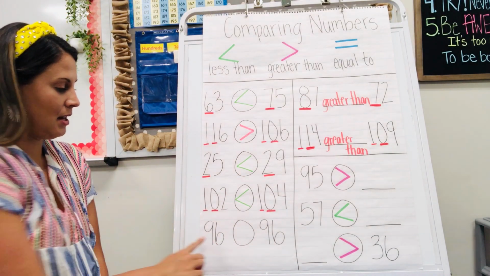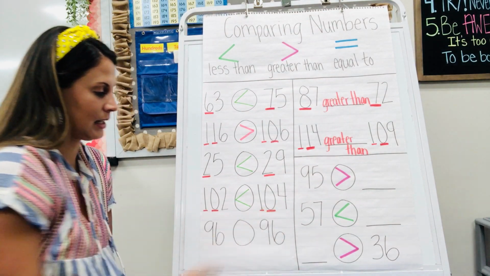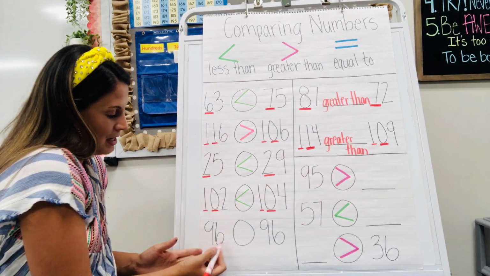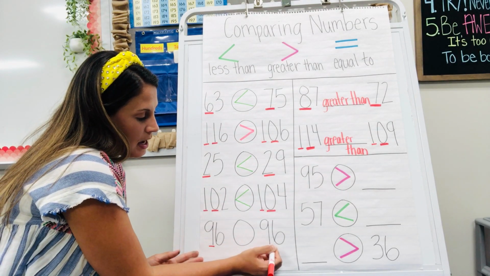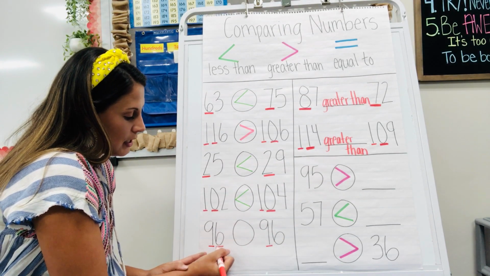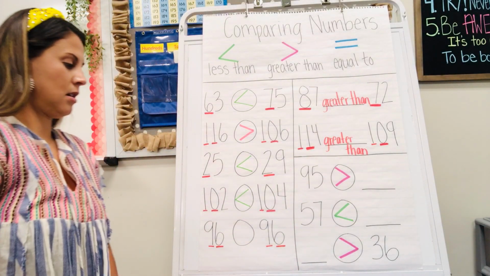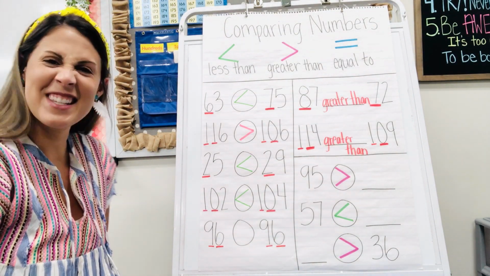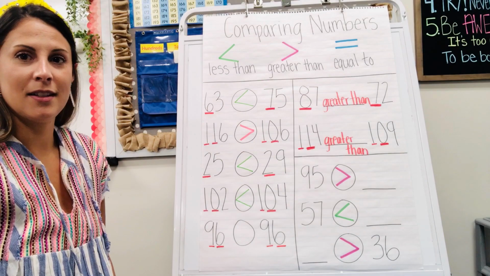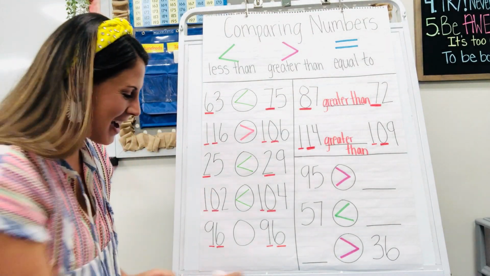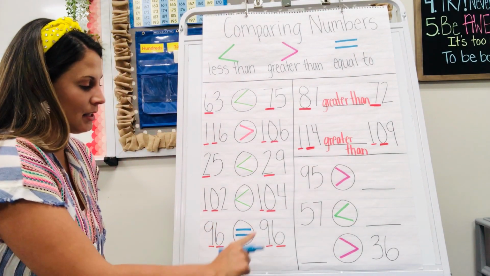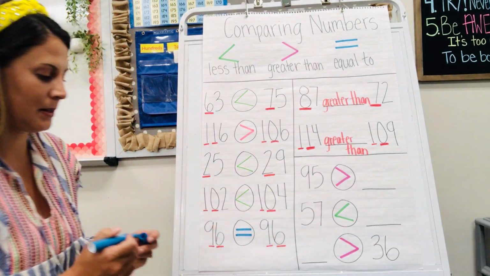Last one on this side. 96, 96. Let's look at the place values. A 9 and a 9. They're the same. We move to the next place value, a 6 and a 6. Uh-oh. They have the same exact numbers. So which symbol will they put in? Equal to. Good job. Let me get my blue. 96 is equal to 96.